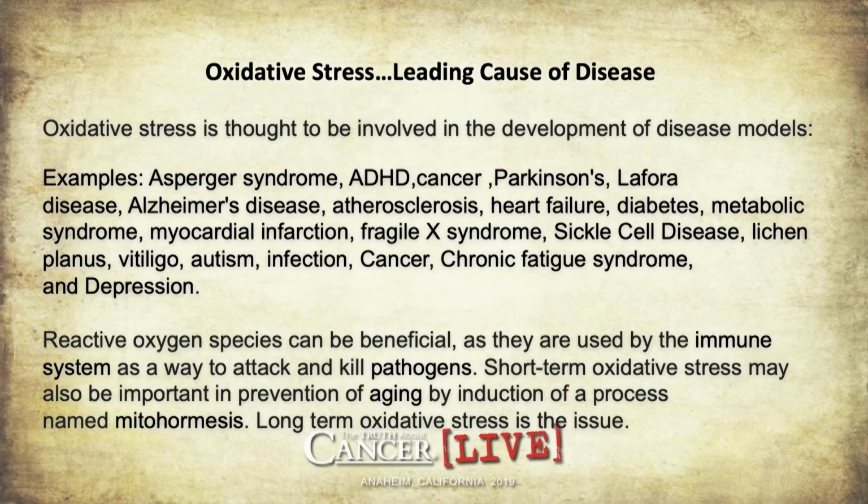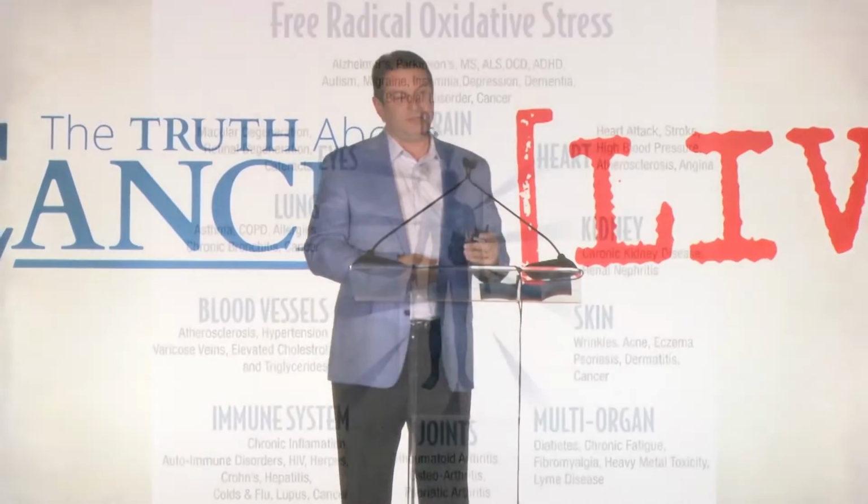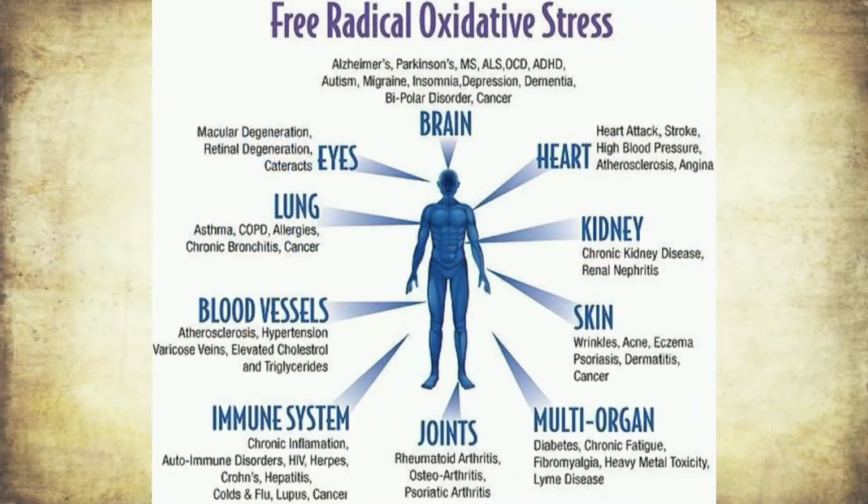So anyways, oxidative stress, again, leading cause of disease. I think we talked about it. These are some examples of some things that happen when you have oxidative stress. But I like this one better because this goes by the body and what oxidative stress causes when it comes to different parts of the body.